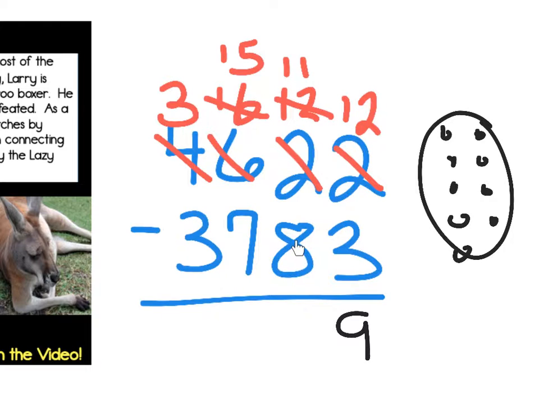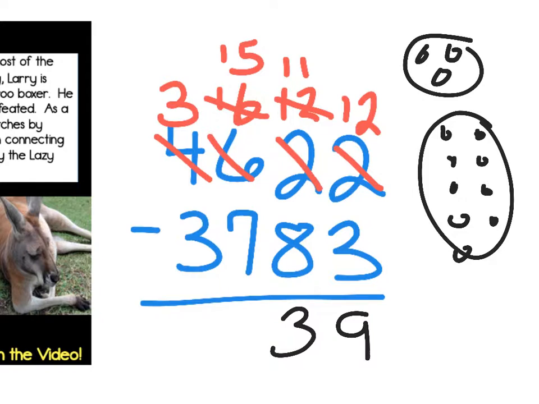Superb. And now I'm counting from 8 up to 11. So here we go. 8 and 9, 10, 11. I've got 3 dots. 1, 2, 3. So my answer is 3. I'll drop my 3 and circle my dots.